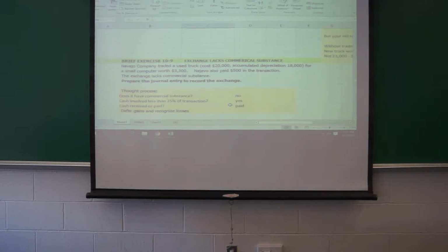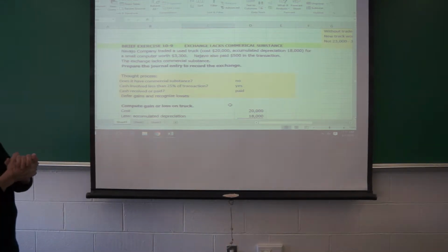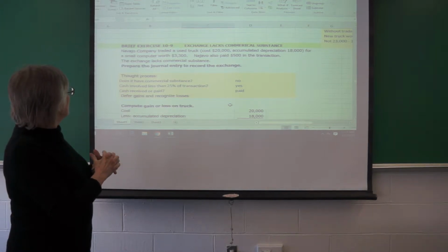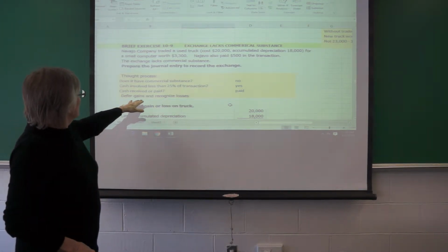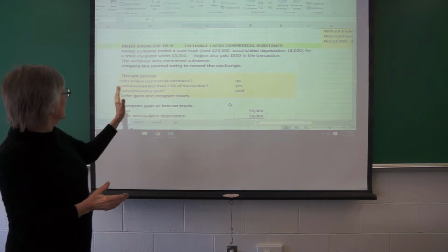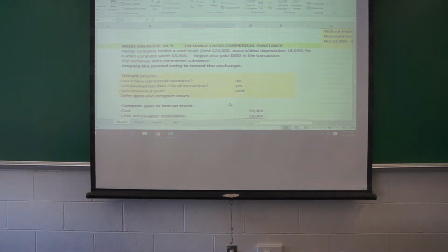This is number 9, and this one lacks commercial substance, and it is the same transaction. So we have to accept that it lacks commercial substance. We're going to defer all the gains and recognize the losses, because cash is paid on this transaction and not received, and the cash is an insignificant amount of the transaction, far less than 25%.